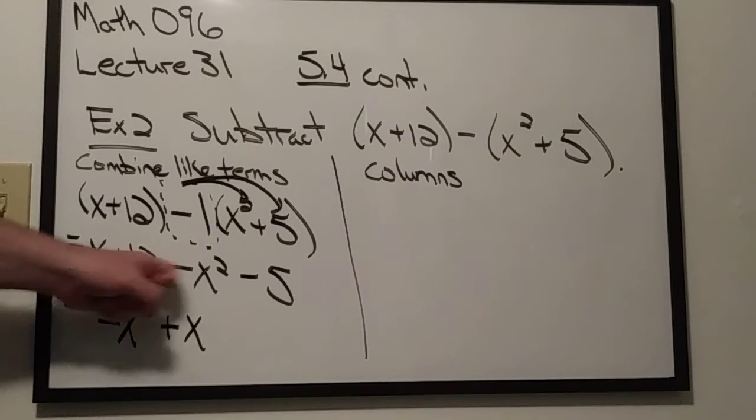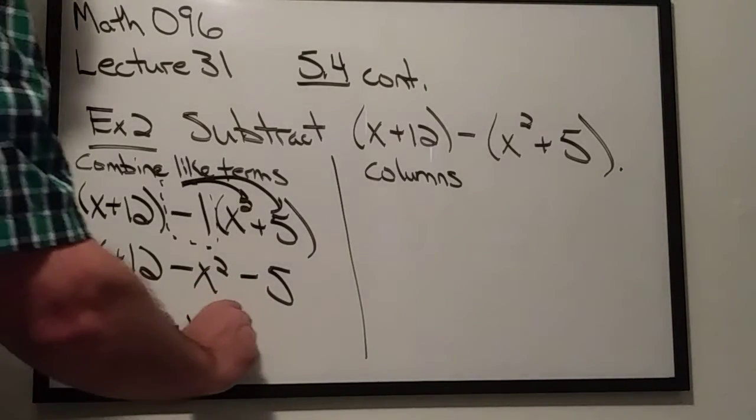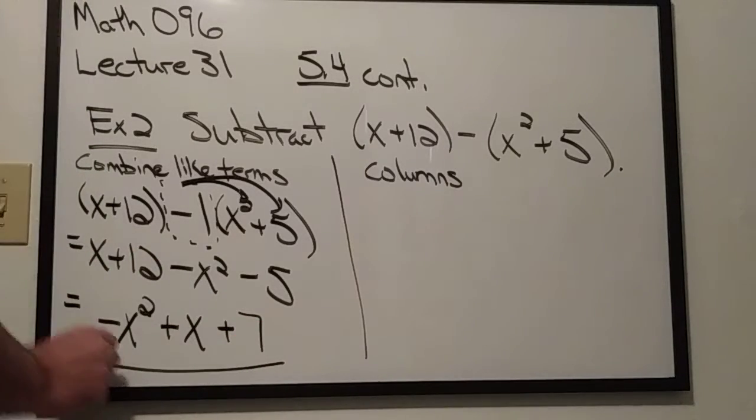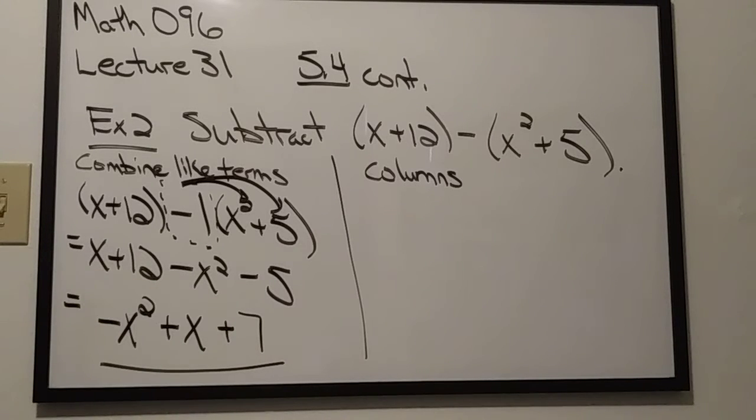I can add the 12 and the negative 5. 12 plus a negative 5 is going to be a positive 7. So there's my polynomial answer in descending order. Negative x squared plus x plus 7.